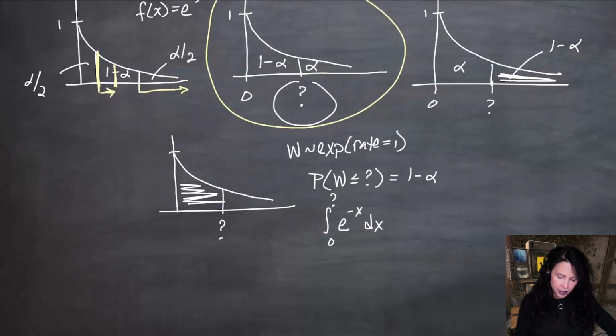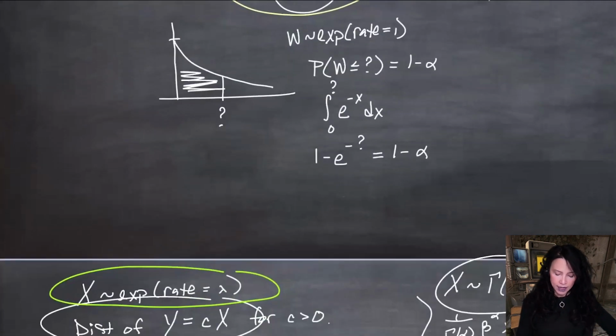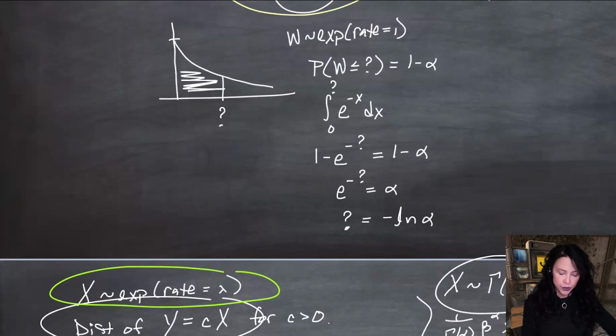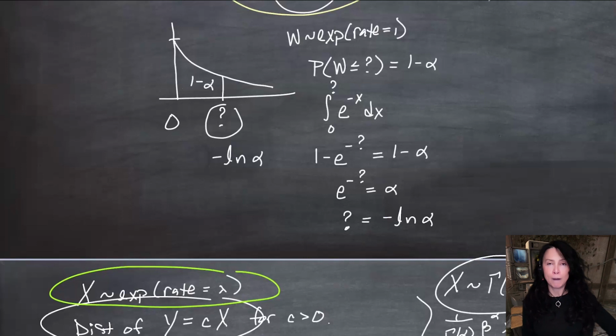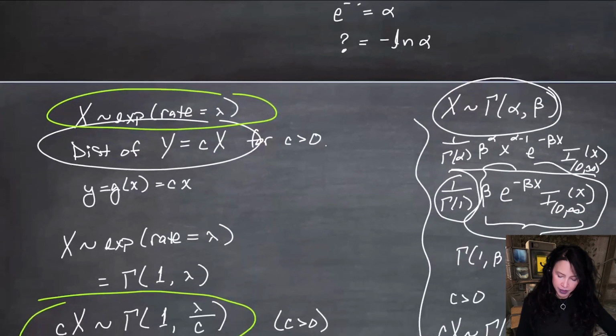And when you do this integral, you're going to get 1 minus e to the negative question mark. And then on the right-hand side, you're going to have 1 minus alpha. So take care of those ones. You're going to end up with e to the minus question mark equals alpha. Take the natural log of both sides and move the negative over. You're going to end up with question mark equals negative log of alpha. So that's this number right here, such that together with 0 gives us area 1 minus alpha down here. Let me get rid of this mess from before. We've done it. We have a pair of critical values, 0 to the negative of log of alpha.